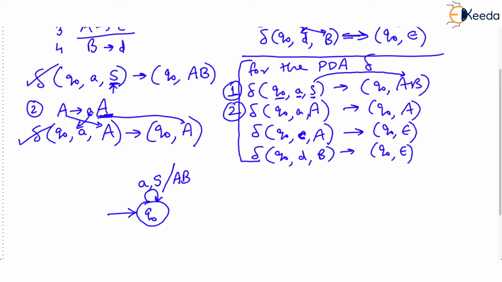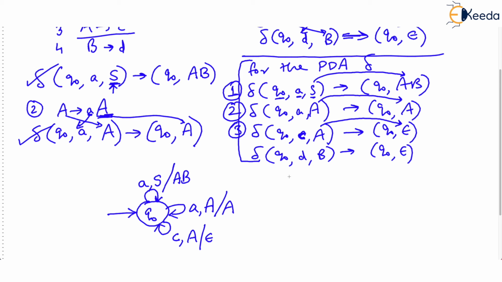Second transition. In Q0 when the machine reads a and top is A, then that A remains A. Just check, there is no change here. This A remains A. Third transition. In Q0 when the machine reads c and top is A, then that A is replaced by epsilon. A is replaced by epsilon. This is a pop operation. And the fourth one is in Q0 state when the machine reads d, top is B, then B is replaced with epsilon. There is no final state, just observe.